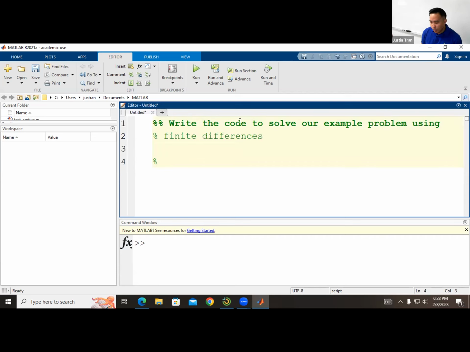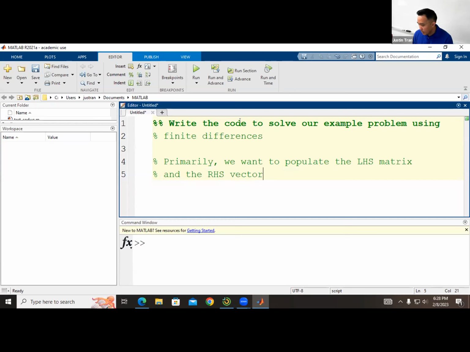And so primarily what we want to do is populate the left-hand side matrix and the right-hand side vector. Okay. And so if you look back on your notes, there was a matrix that we had, and there was a right-hand side vector. And so we want to code those into MATLAB. Okay. We want to do it in a smart way where we can extend this code and modify it for the future. Okay.